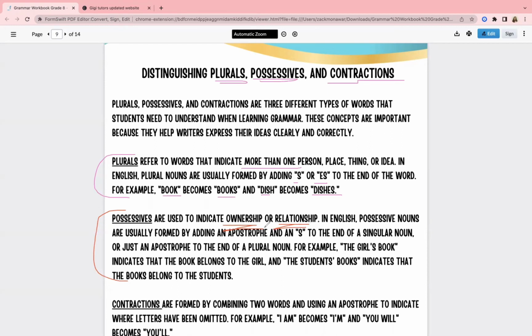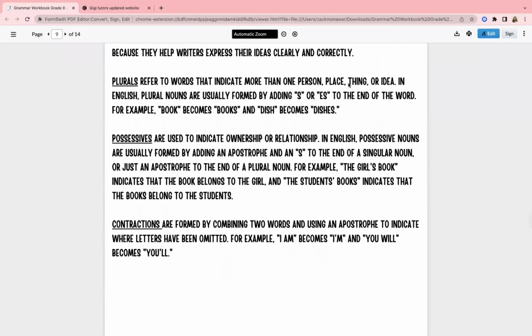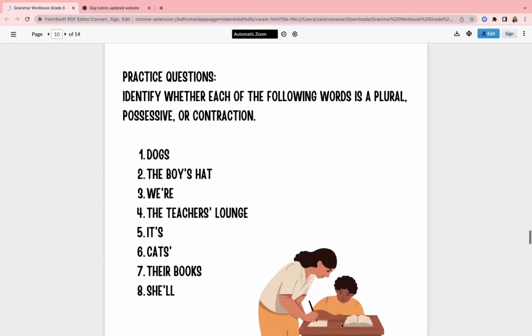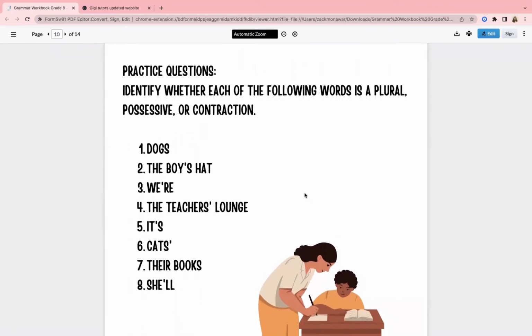Now on to possessives. They indicate ownership or relationship. Possessive nouns are formed by adding an apostrophe S to the end of a singular noun. And if it's plural, we're going to add an apostrophe after an S. So if the book belongs to the girl, it's the girl's book. And if the book belongs to multiple students, it's students' books. Now moving on to our contractions. These are formed by combining two words and using an apostrophe to indicate where the letters have been omitted. So for example, I am becomes I'm and you will becomes you'll.